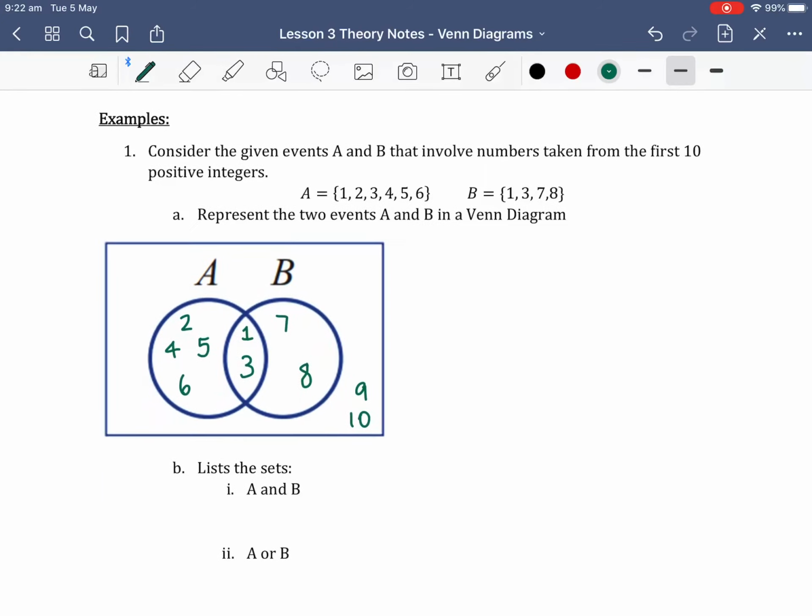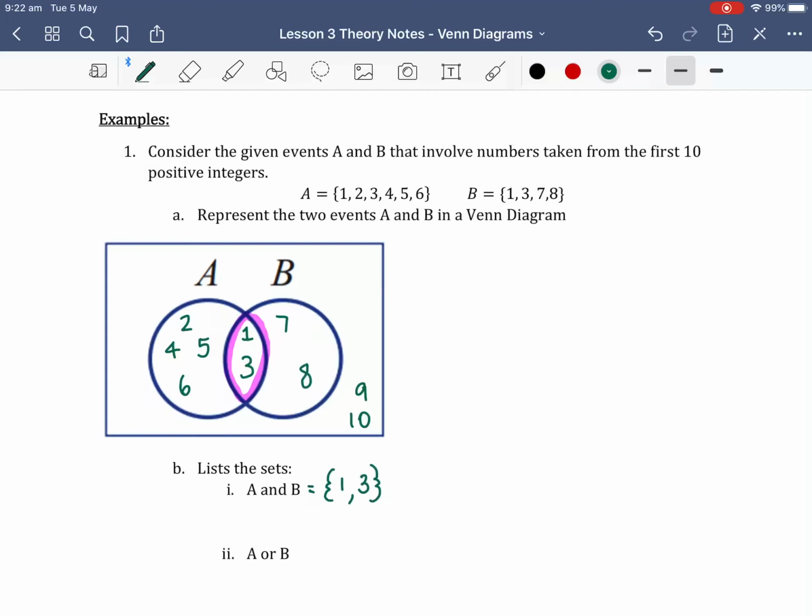Okay, part B wants us to list the sets. So we want to list the sets A and B. That's where the overlap is. So A and B is going to be the set, we need to do our curly brackets. It's the bit where our overlap happens, so it is this bit here. It is going to be the numbers 1 and 3. So 1, 3 is the set A and B.